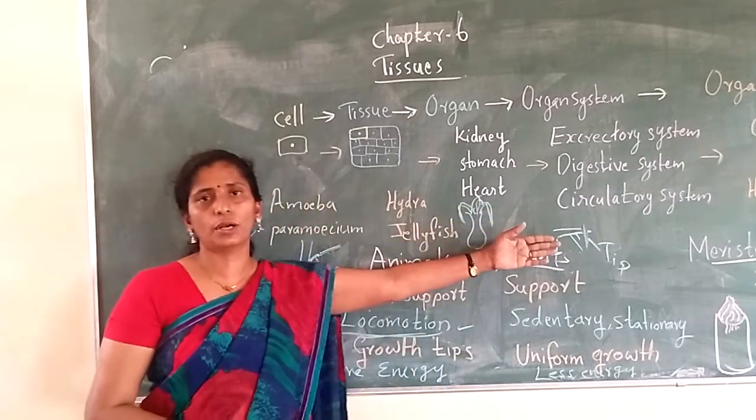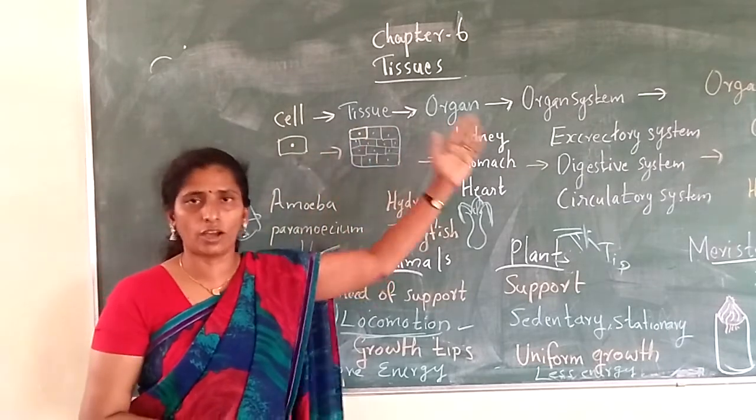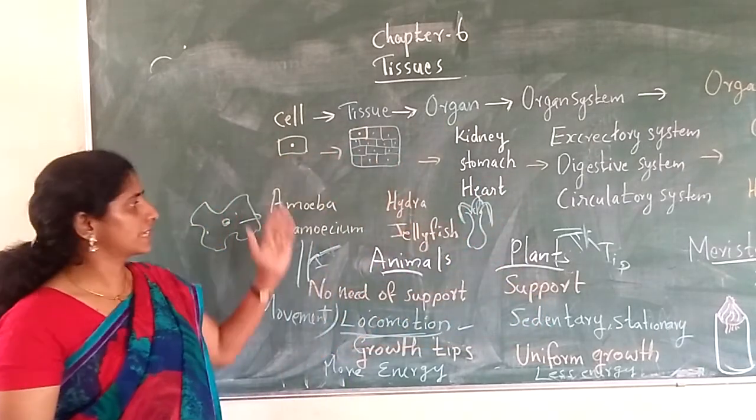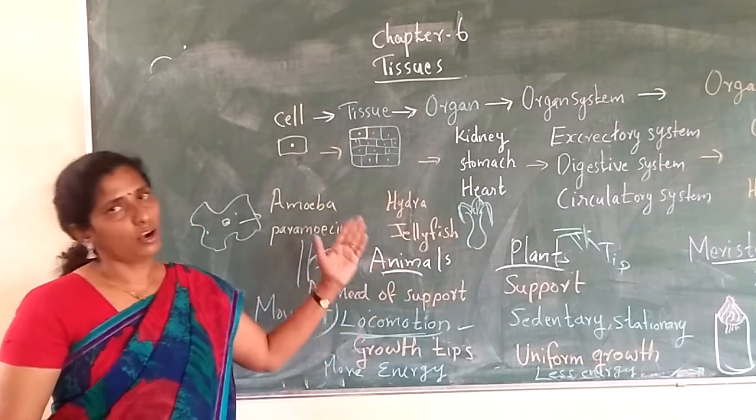So next class is about meristematic cells. In today's class we learned about the cell, tissue, organ and system levels, the difference between animal cells and plant cells, the cellular level of some organisms, and the tissue levels of organisms.